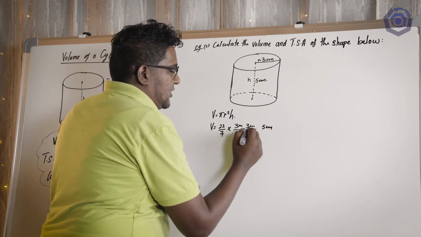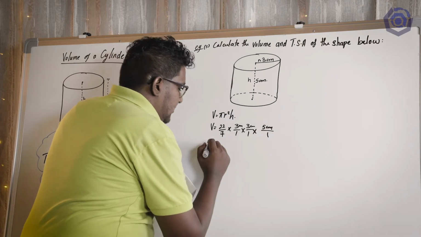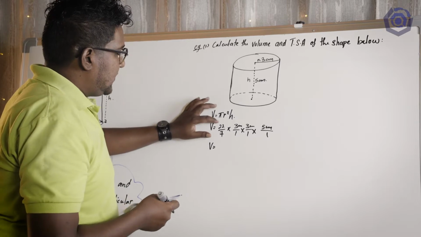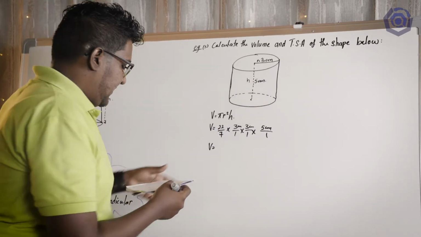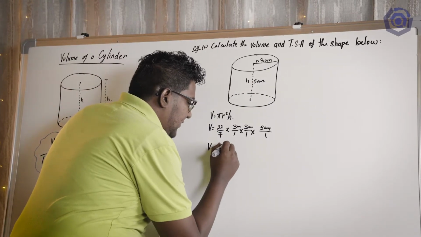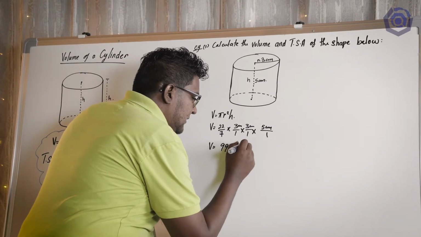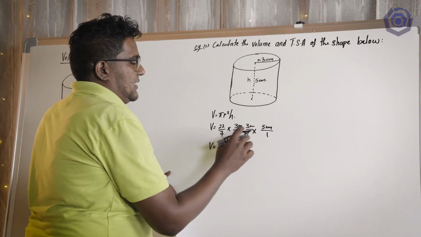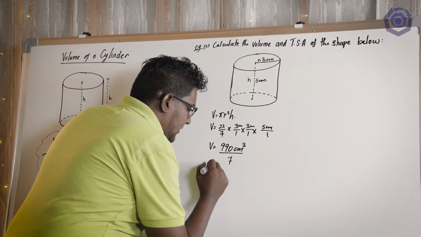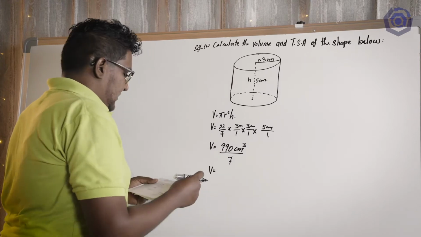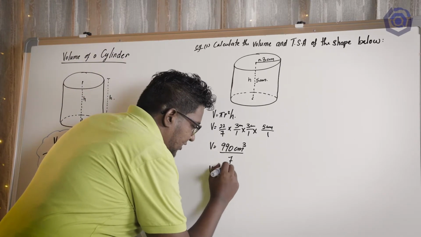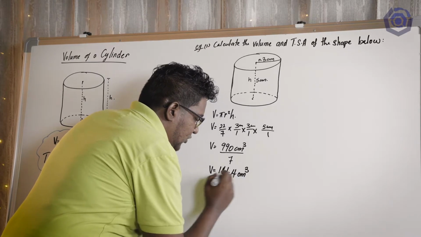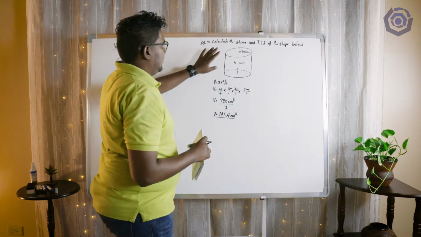Make them into fractions. We put them over 1. So V is equal to, we multiply all our numerators. That's going to be 22 times 3 times 3 times 5, and that's going to give me 990 cm cubed, divided by all our denominators. 7 times 1 times 1 times 1 is 7. 990 divided by 7 is going to give me 141.4 cm cubed. And this is the volume of the shape.